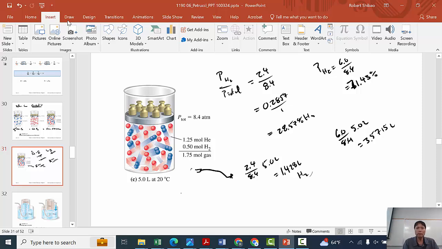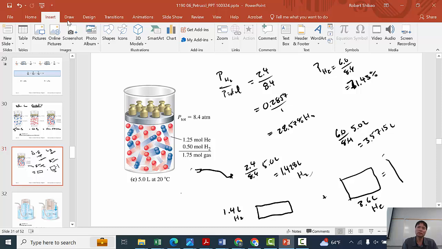And so what this means is that I have 1.428 liters, or let's just go 1.4 liters of hydrogen plus 3.6 liters of helium. And that's going to give us a total of how many liters? 5 liters of mixture.